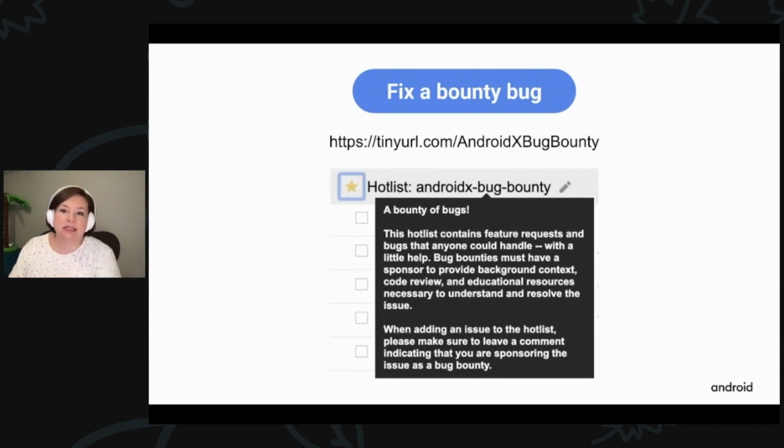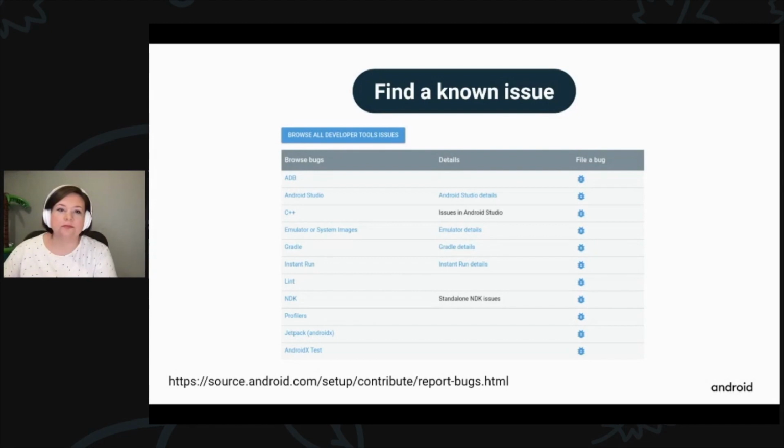The AndroidX bounty is an Issue Tracker hotlist of issues that we would love help fixing. We're working to add more public bugs to this list as well. This hotlist contains feature requests and bugs that anyone could handle with some help. Bug bounties must have a sponsor to provide the background context, code reviews, and educational resources that are required for external contributors to understand and resolve the issue.